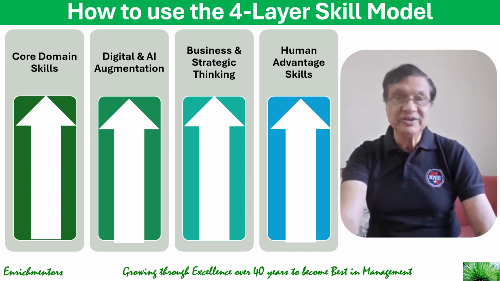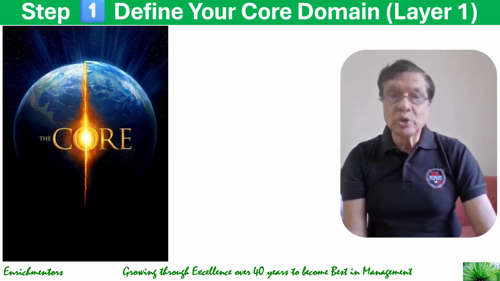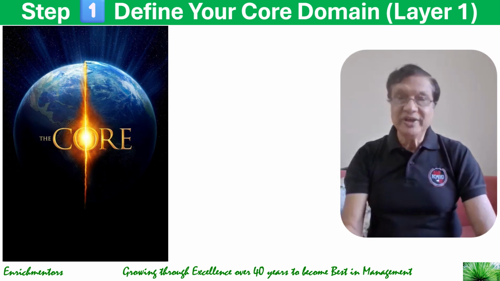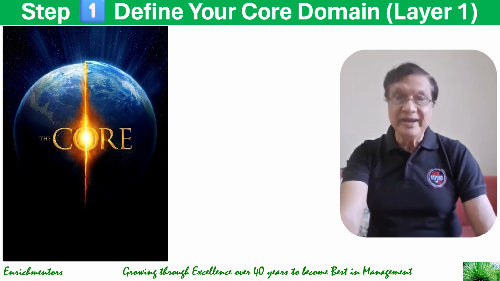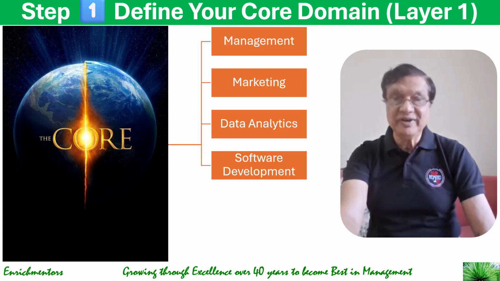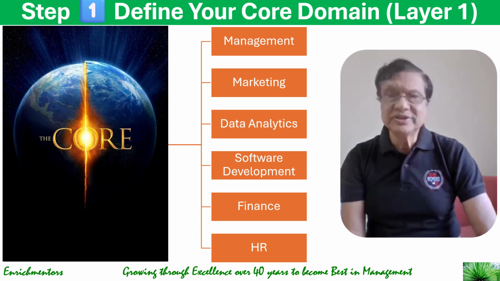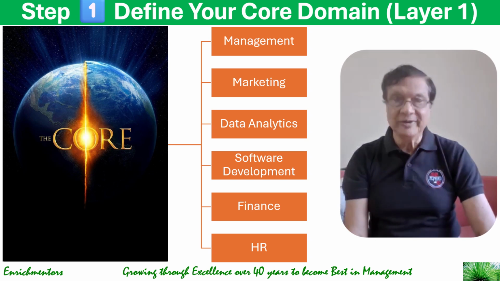Now, what are the specific things to do to use this four-layer skill model? We will give you a quick overview now and then explain in the rest of this section. So you start by defining your core domain, the layer one. That's where you decide your main field. And these main fields could be management, marketing, data analytics, software development, finance, HR, or anything else that you decide as your main domain, main field.